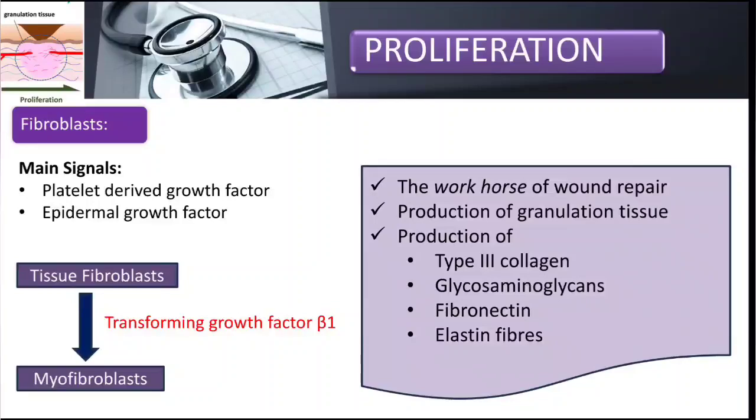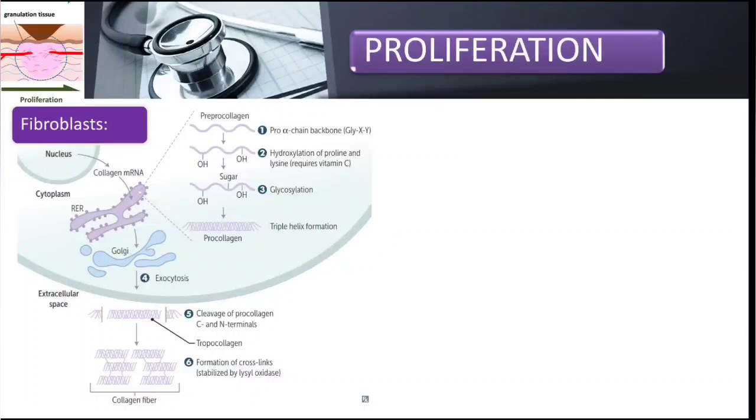Let's look at the synthesis of collagen a little bit more. This synthesis is happening in the fibroblast. There is collagen mRNA, which goes through the rough endoplasmic reticulum into the Golgi and then exocytosis. In the first stage, we have a pre-procollagen. This is an alpha chain, and next we have hydroxylation of proline residues along this alpha chain, and this hydroxylation will require vitamin C. If vitamin C is deficient, the person will have scurvy.